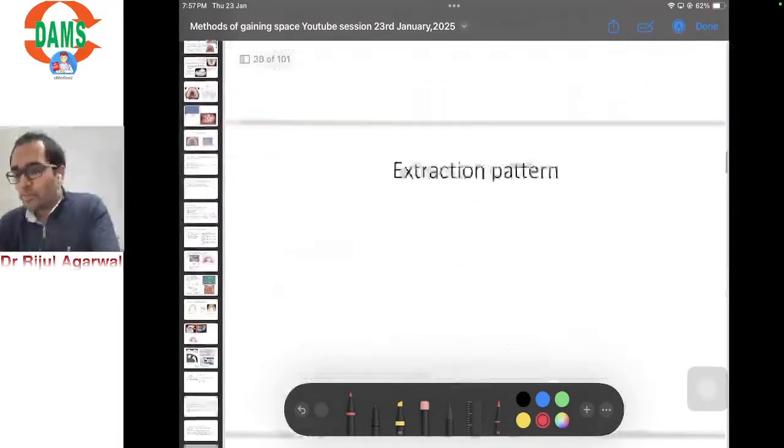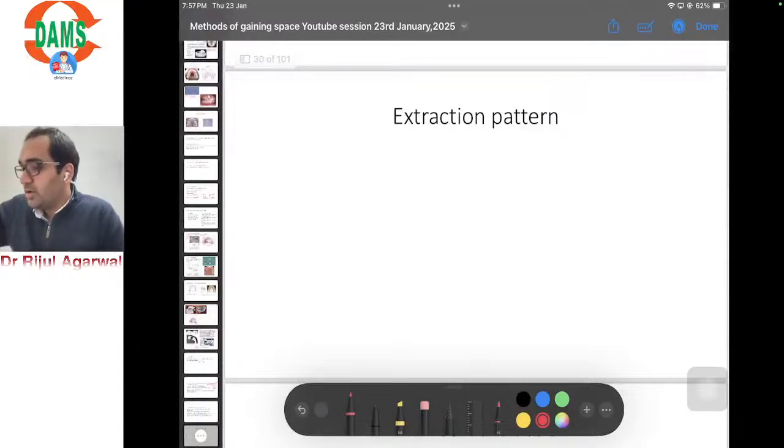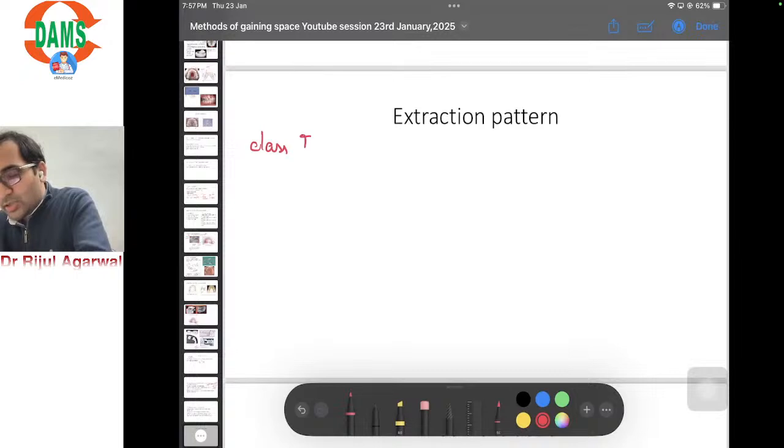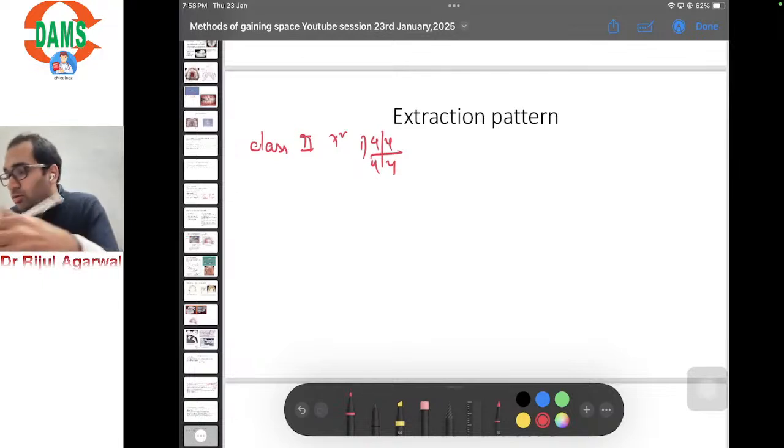So what are the extraction patterns in camouflage cases? First, in class 2, the extraction pattern. The first scenario will be all four extraction. In what case will you go for all four extraction?